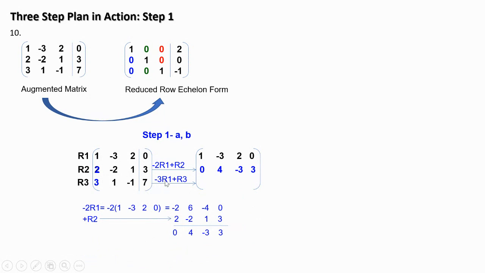Now I'm going to repeat the process to eliminate the 3 in row 3. So this is my -3 row 1, this is what I'm executing, here where I put the arrow. So -3 row 1 is -3 times row 1. I'm going to multiply -3 times 1, times -3, times 2, and times 0, which will give us -3, 9, -6, and 0. And then I'm going to add it to row 3. So row 3 just slides over. Row 3 was 3, 1, -1, and 7, so that's what I bring over. Then I add them. So this is my result: 0, 10, -7, and 7. So that's my new row 3.